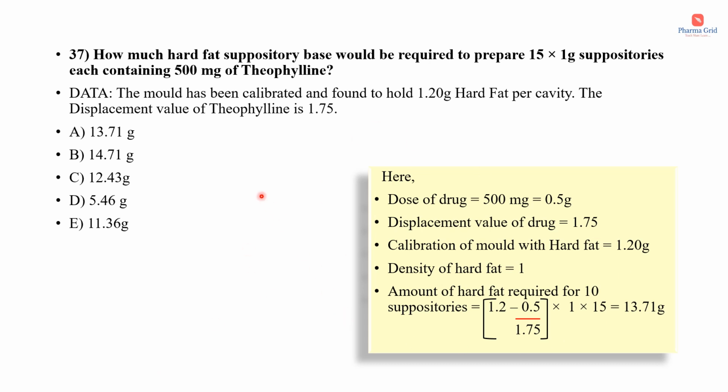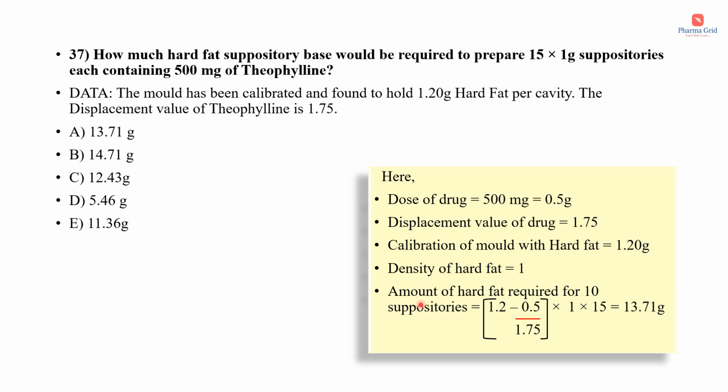So the formula to find out the weight of base is equal to mold calibration minus drug dose in gram, divided by displacement value, all multiplied by base density into number of suppositories. So here the dose of the drug is equal to 500 milligram, that is equal to 0.5 gram. So the dose in milligram has to be converted to gram. Then the displacement value of the drug is equal to 1.75. Then the calibration of mold with hard fat is equal to 1.2 gram. And the density of hard fat is 1.